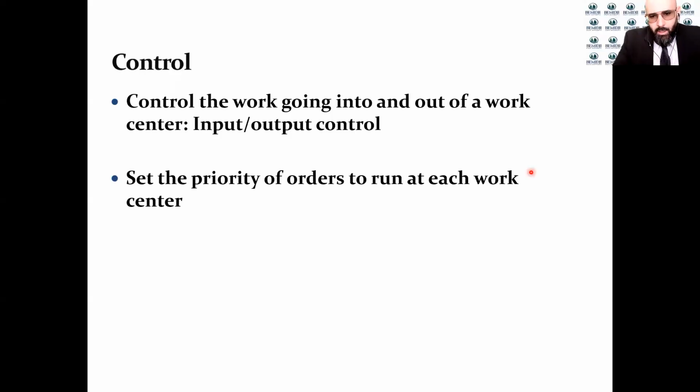Hi again. In this video, we will be talking about controlling the production plan, how we could manage the input of the plan, the plan on paper, on computer, versus the actual one. Control the work going into and out of a work center, the input versus the output. And we need to set priorities of orders to run at each work center. These are important because we need to make sure that we're cleaning up these work centers.